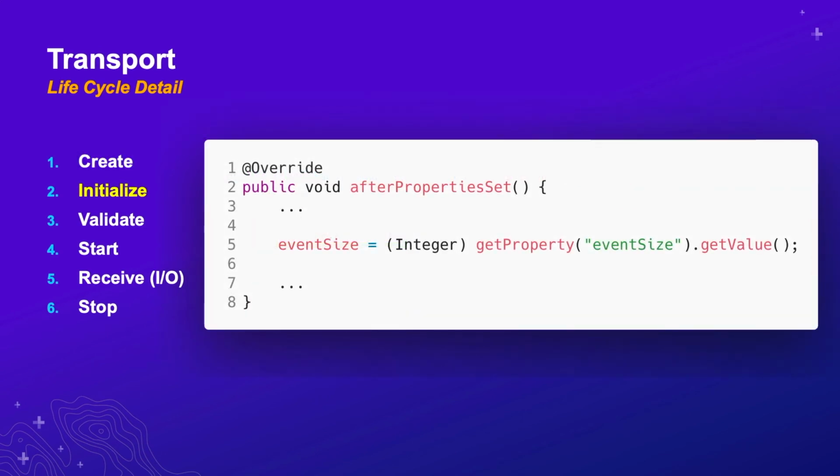Once the transport has been created, the afterPropertySet method gets called, and this is where you will initialize the transport state. The getProperty method from the API will help you retrieve any user-defined properties that are needed in order to initialize the state of the component. In this example, we are retrieving the event size property, casting it to an integer, and assigning it to the event size instance variable.